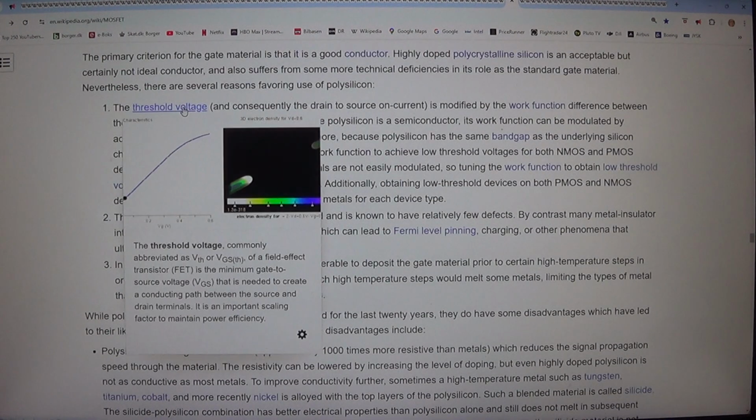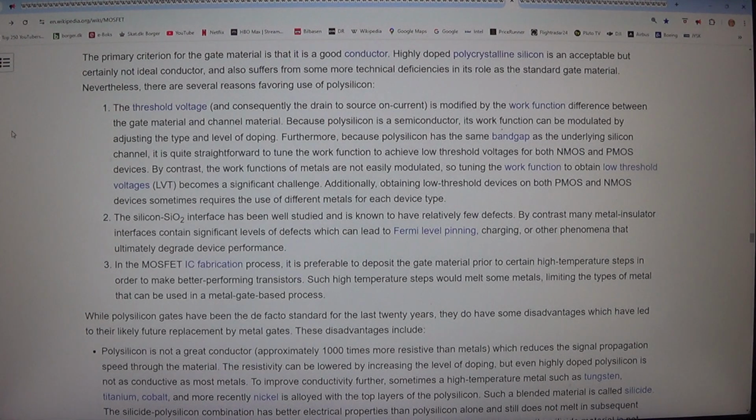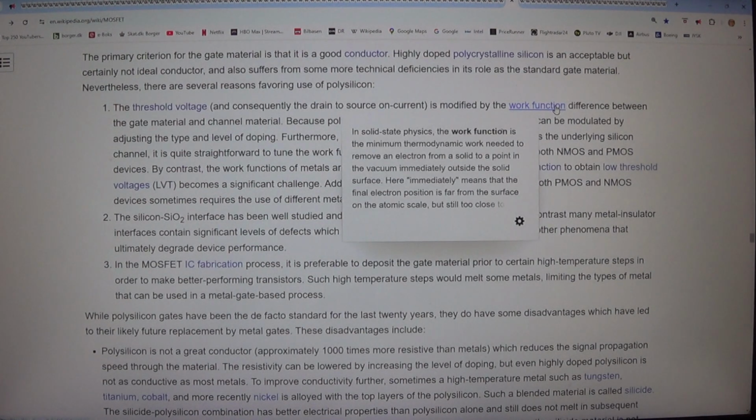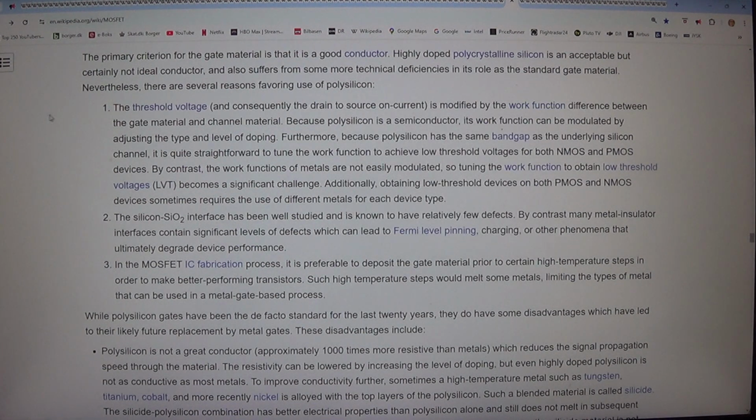1. The threshold voltage, and consequently the drain to source on current, is modified by the work function difference between the gate material and channel material. Because polysilicon is a semiconductor, its work function can be modulated by adjusting the type and level of doping.